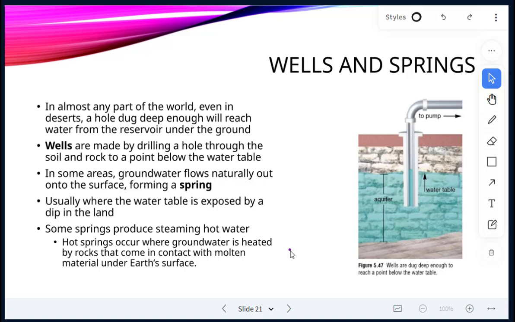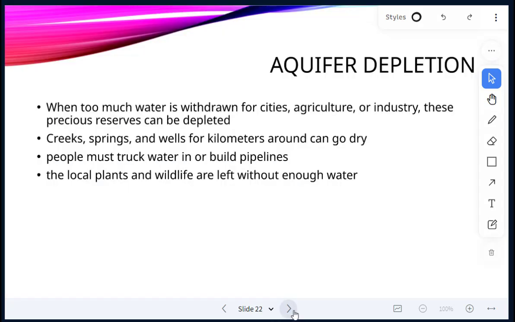That is called a spring. It's usually where the water table is exposed by a dip in the land. Some springs produce steaming hot water, like hot springs. They will occur where the groundwater is heated by rocks that have come in contact with molten material under Earth's surface. And then you may have heard of geysers as well. I think we'll talk about those in a little bit.